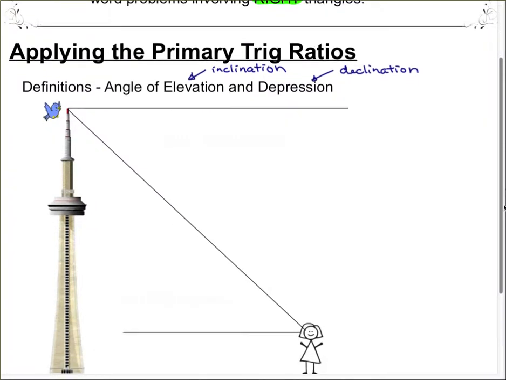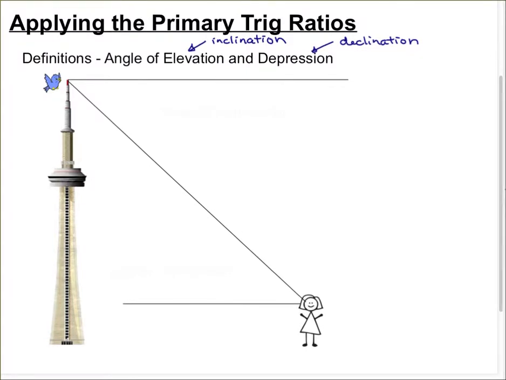So here we are. I've got this situation. We've got the CN Tower, and we've got this little birdie looking down at this girl, and this little girl looking up at the little birdie, and this little birdie is right at the very tip top of the CN Tower. So this girl is looking up at the birdie, and the birdie's looking down at the girl. Well, they're both actually looking at the same angle, because the little birdie, normally he would be looking straight forward. But he has to tilt his eyes down to look at the little girl. And this angle that he has to tilt his eyes down to actually see the little girl is called the angle of depression. So this in here is the angle of depression.